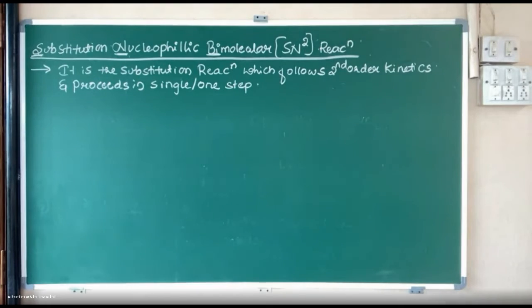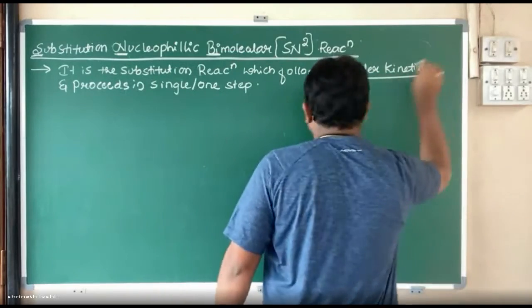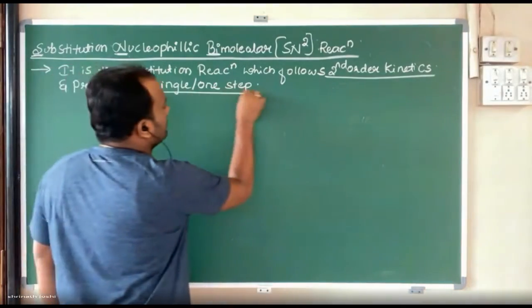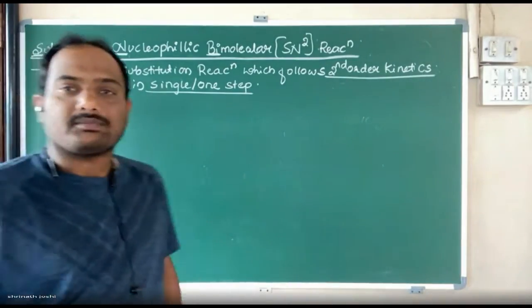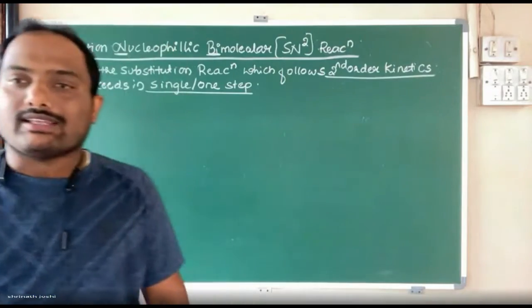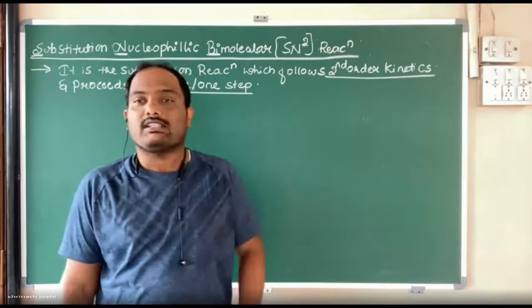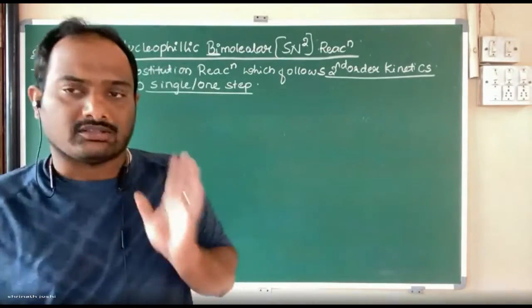So here you have to underline second order kinetics. This word you have to underline. At the end of this class, you will come to know why it is second order, and you have to underline proceeds in one step. This is a point to be remembered. See, SN1, how many steps? Now comparatively you study so that confusions will not be there. SN1 proceeds in how many steps? 2 steps. SN2 proceeds in how many steps? 1 step. This is a very frequently asked question.